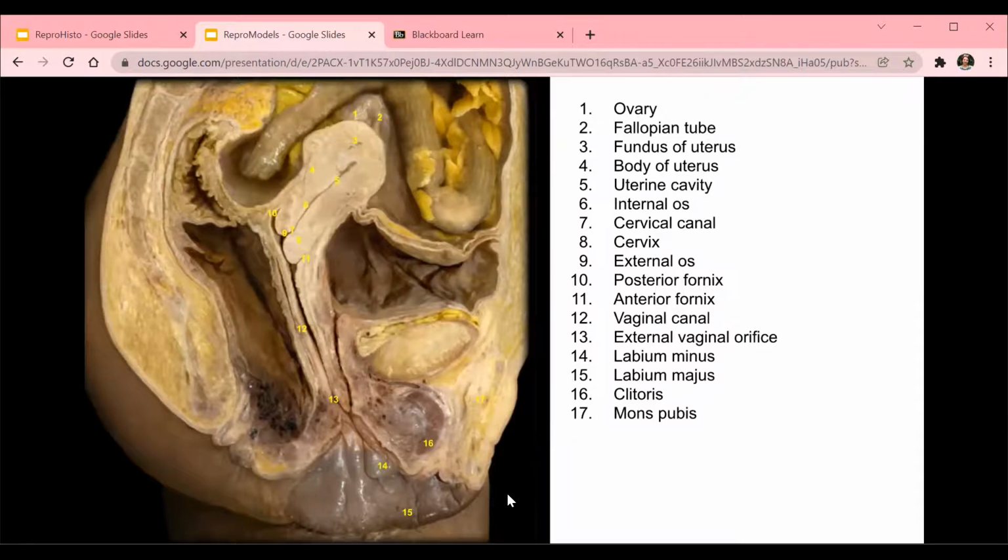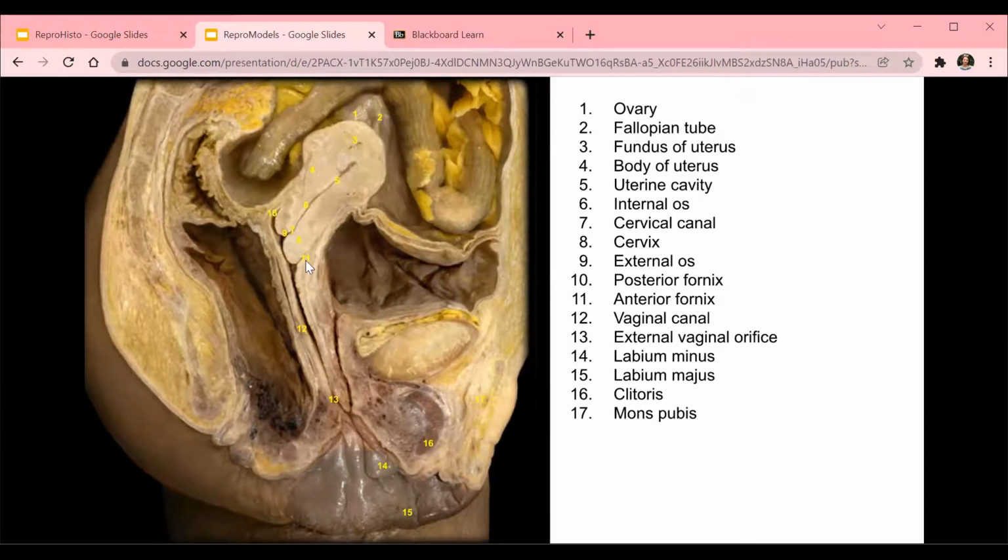This is the mid-sagittal section of the pelvis in female. You can see the ovary, then we have the oviduct. Number 2 is the oviduct or fallopian tube. This part is called uterus. You can see the fundus, the body of the uterus and the lumen of the uterus, and after that we have cervix. Number 6 is internal, and number 9 is the external os of the cervix.